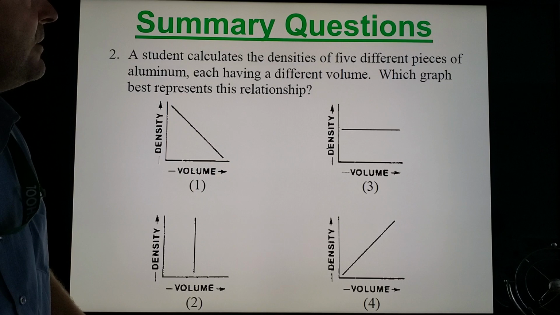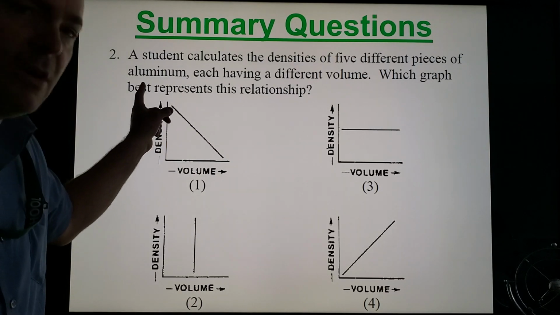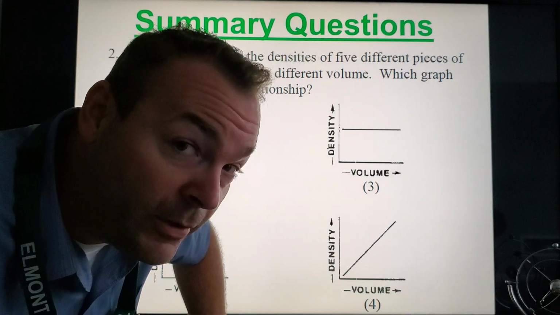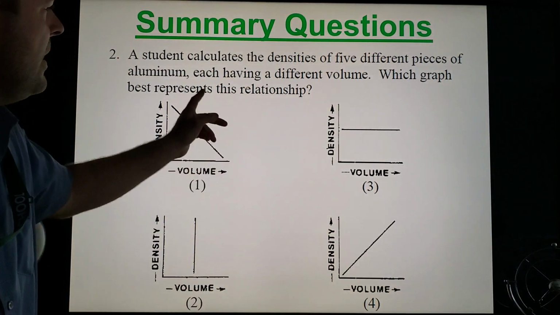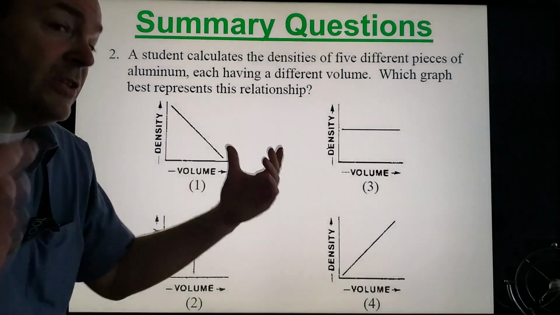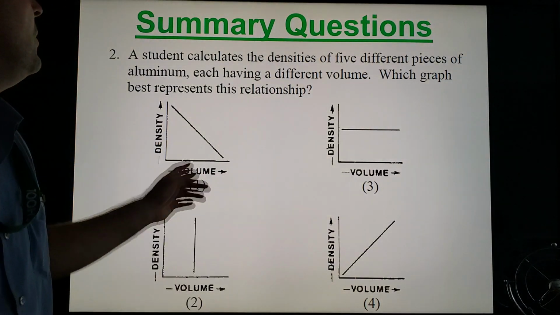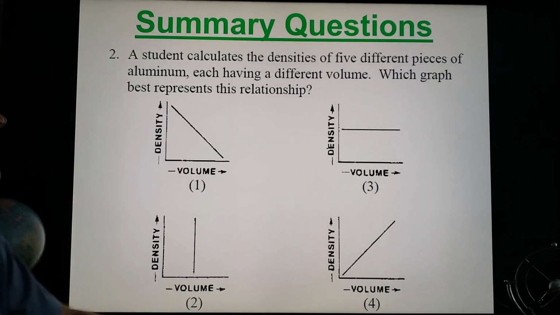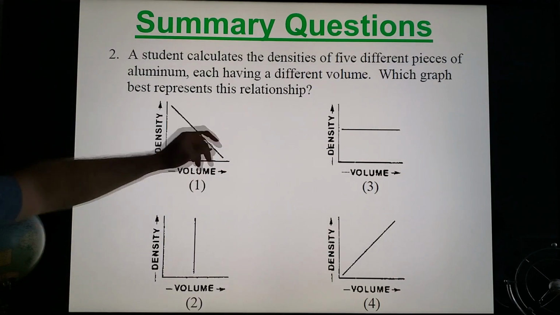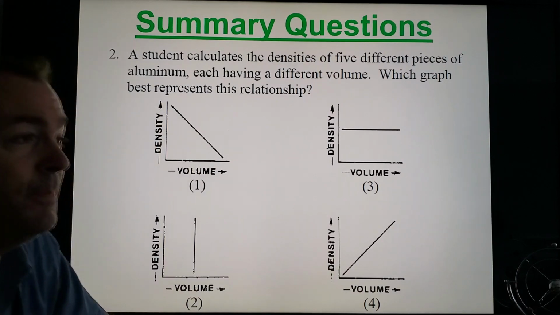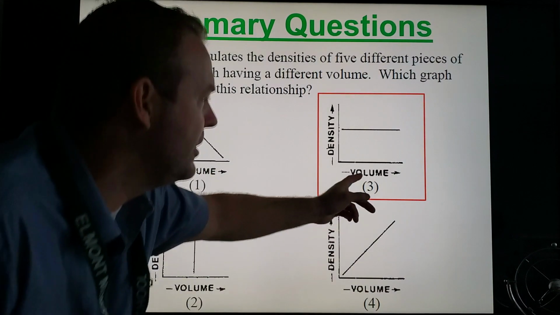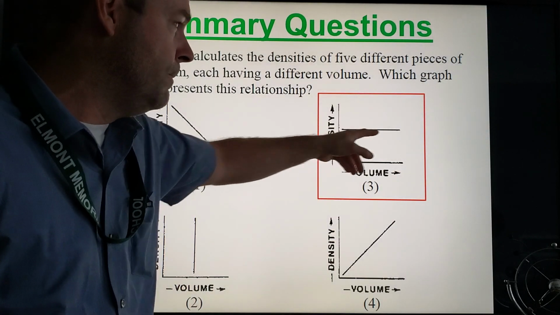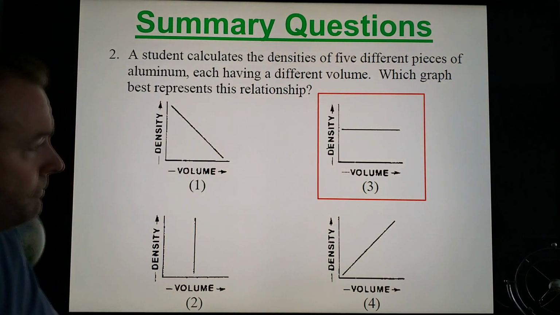Student calculates the densities of 5 different pieces of aluminum. Please underline that, folks. They're all aluminum. They're all the same material. Hint, hint. They have a different volume, so they're different sizes, but they're still made of the same thing. Which graph best represents this relationship? Well, if you remember, if it's the same material, it has the same density, no matter how big it is, then you would have to go with choice 3. No matter how big a chunk of aluminum you have, it's still aluminum. It still has the same density.